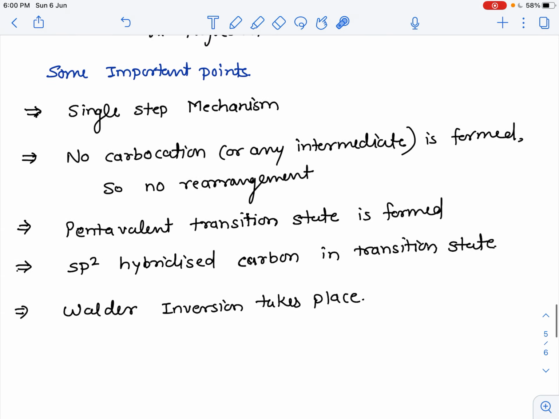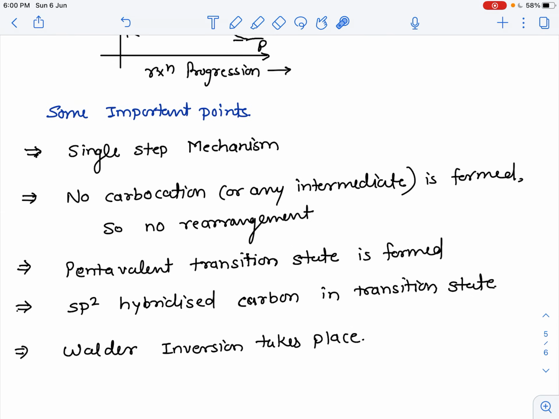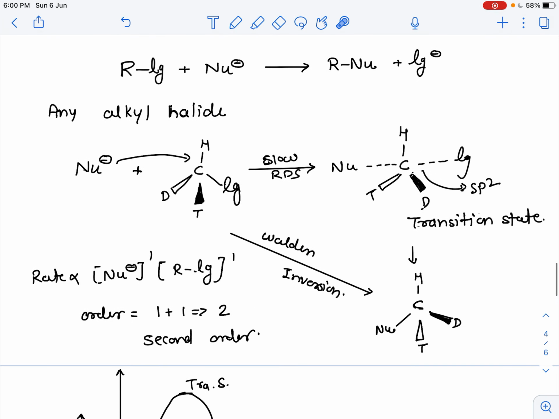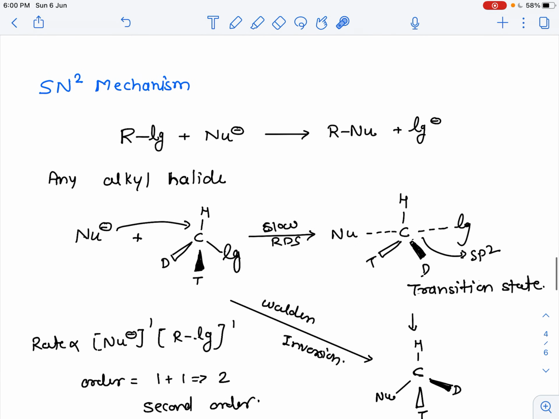Okay, I have written some points here which are the same as I explained, so you can note them down from here also. Okay, so this is the nucleophilic substitution mechanism reaction.